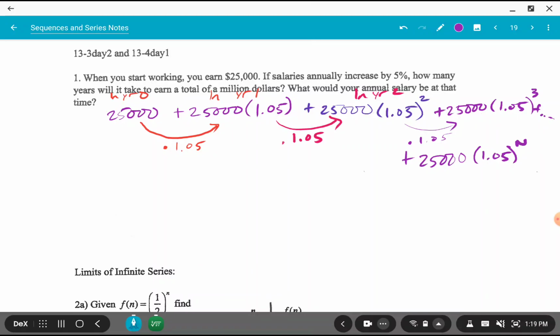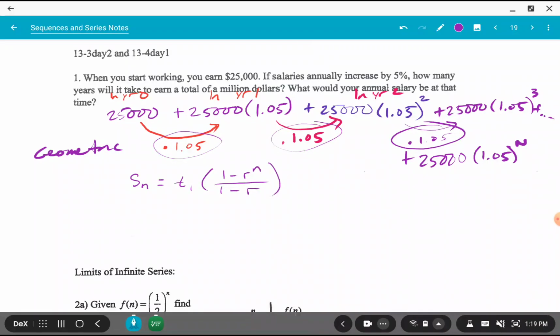And how do we create this expression? Well, notice that every single time we're multiplying by 1.05. Hopefully you're starting to think, well, what is this? Is this an arithmetic or is it a geometric series? Well, since we're multiplying, we know it's going to be a geometric series. And because it's geometric, we know we have our formula, right? Geometric series. Basically, the sum of our terms is going to equal the first term times 1 minus r to the n power all over 1 minus r.